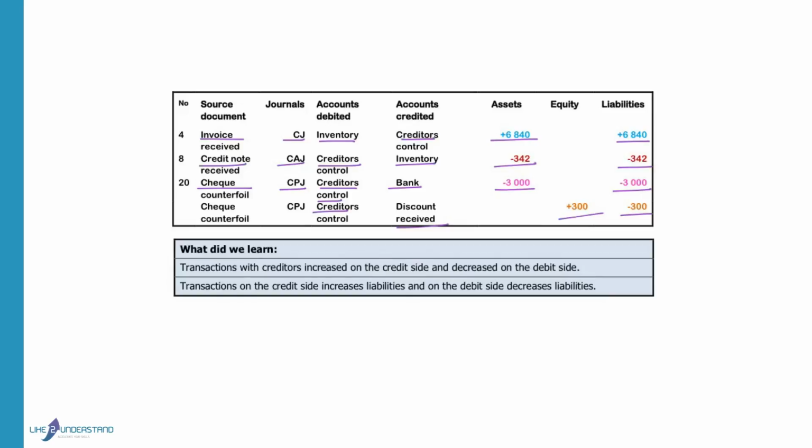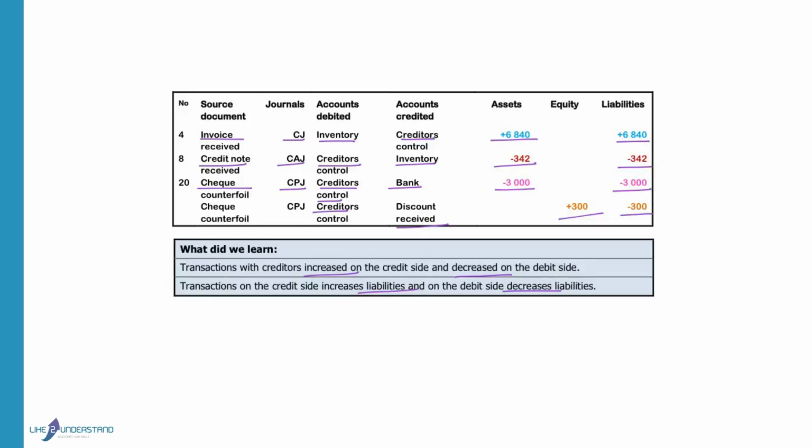Transactions with creditors increase on the credit side and decrease on the debit side. Transactions on the credit side increase the liabilities, and on the debit side, they decrease the liability.